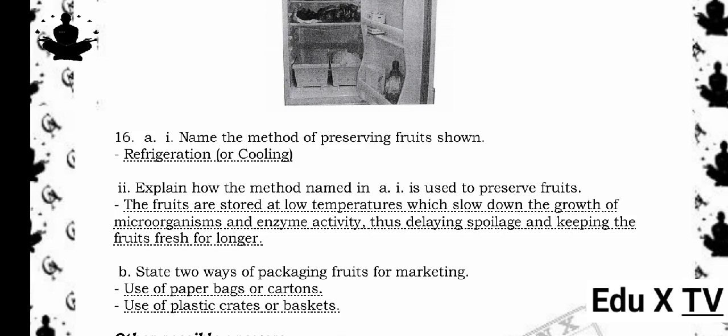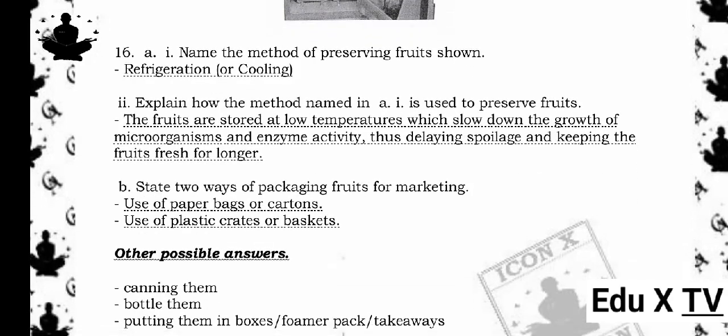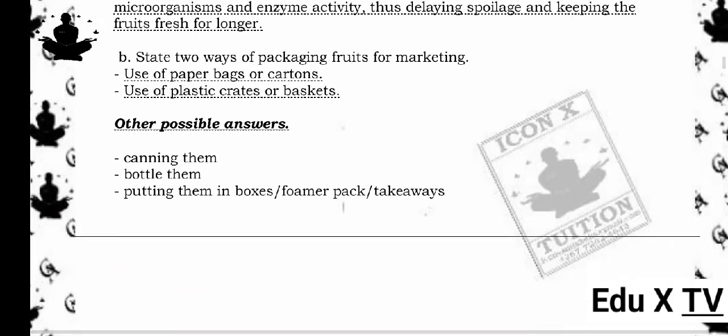Roman figure number 1 is used to preserve fruits. The fruits are stored at low temperatures which slow down the growth of microorganisms and enzyme activity, thus delaying spoilage and keeping the fruits fresh for longer. B. State 2 ways of packaging fruits for marketing. Use of paper bags or cartons. Use of plastic crates or baskets. Other possible answers: canning them, bottle them, putting them in boxes, foam or pack takeaways.